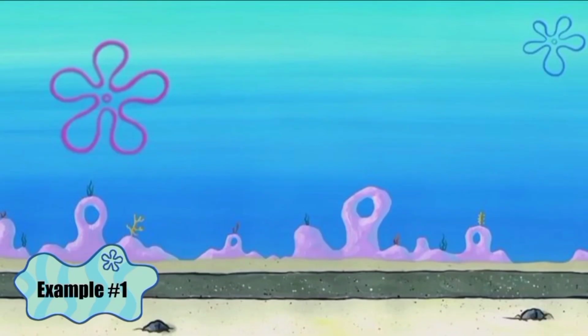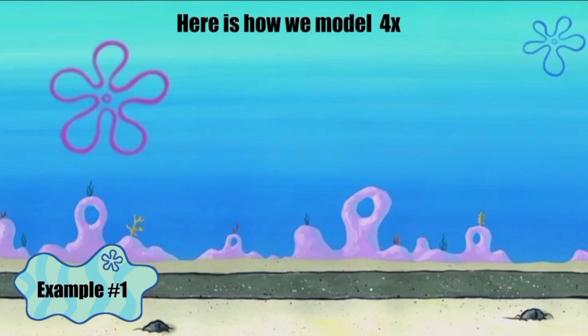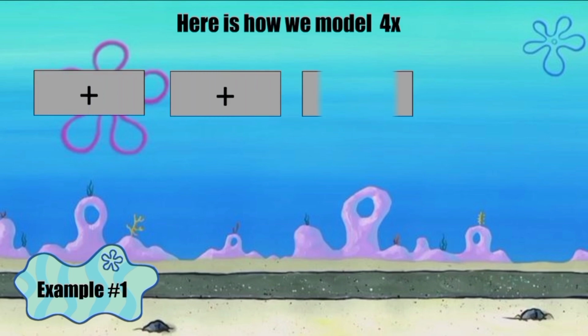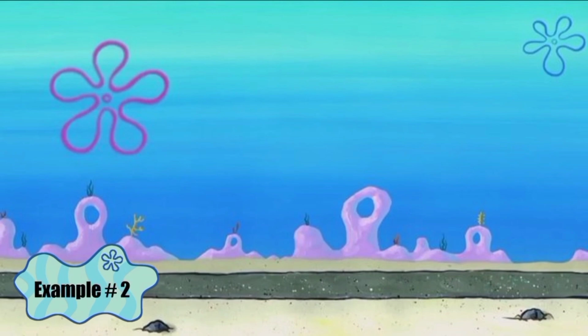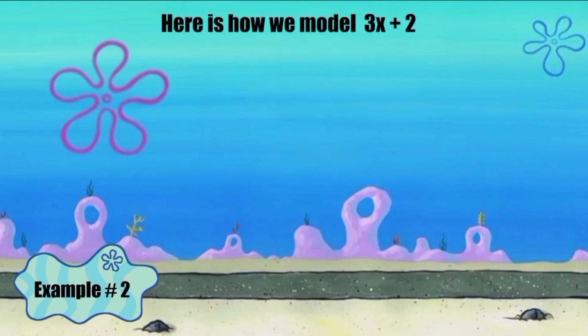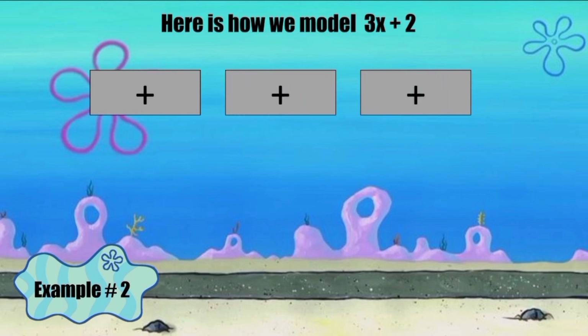Let's have example number 1. Here is how we model 4x. We have here 1, 2, 3, 4, 4 positive x. Let's have example number 2. Here is how we model 3x plus 2. We have here 1, 2, 3, 3 positive x. 1, 2, 2 positive 1 for 2.